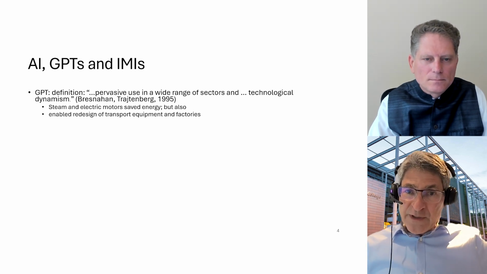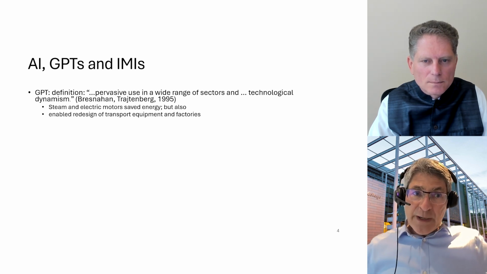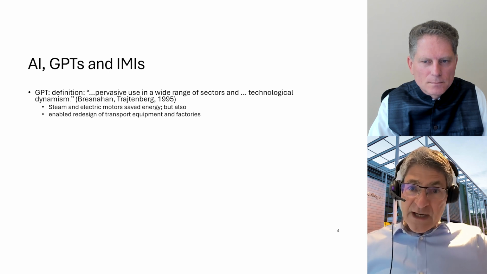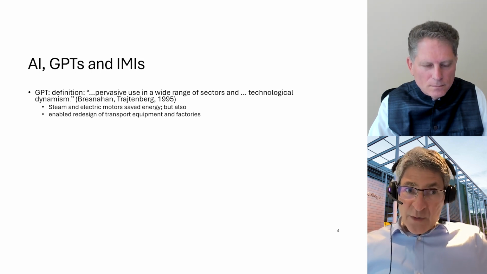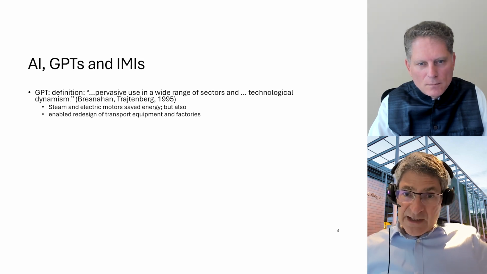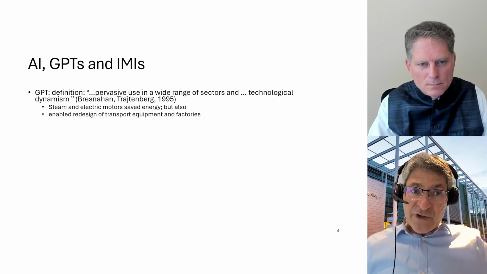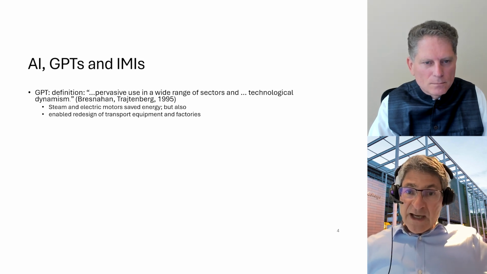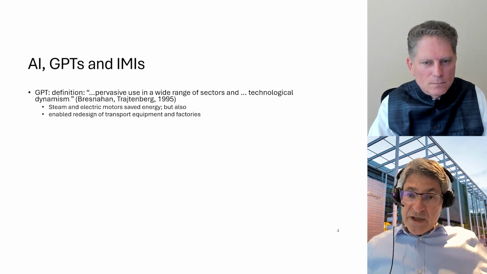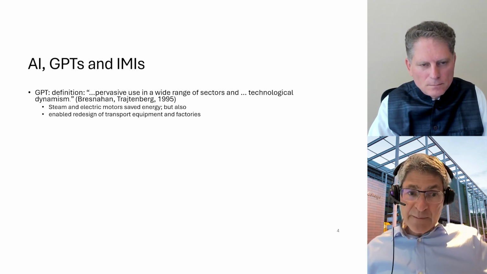Lots of economists have written terrific work on this. Here are two, Bresnahan and Trajtenberg, talking about pervasive use in a wide range of sectors and technological dynamism. So steam and electric motors, for example, were amazing inventions which saved energy, replacing horses, and then electricity replaced the steam. But they also involved the redesign of transport equipment, so steam engines as opposed to horse carriages, and factories, which were enabled by the design of independently powered machines. So general purpose technologies had that dynamism and that pervasiveness.